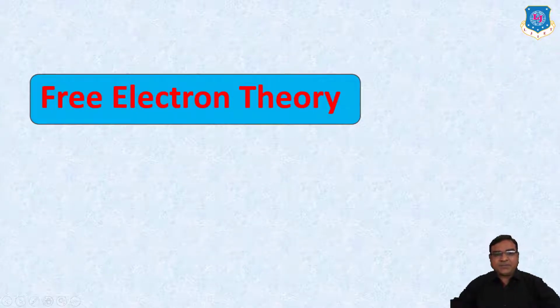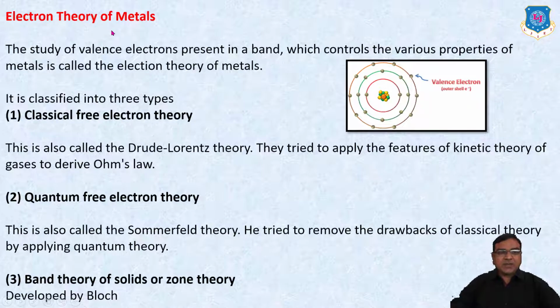Next topic is free electron theory. The electron theory of metals, in which the study of valence electrons present in the band controls the various properties of metal, is called the electron theory of metals. So this is a nucleus and these are the valence electrons.